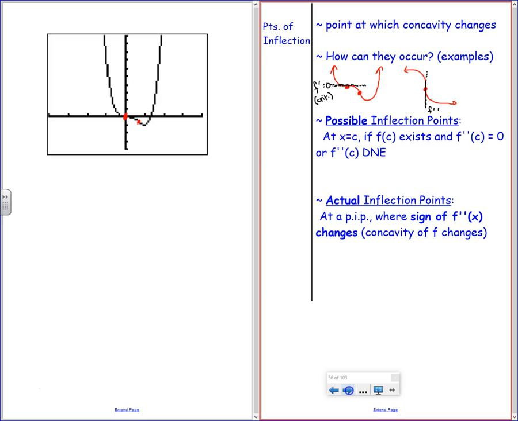F prime is DNE. F prime does not exist, so it's also a crit, yeah? Oh, so critical numbers are also possible inflection points, but wait. For the graph we just did at 2/3, there was an inflection point, but what's so special about this slope?